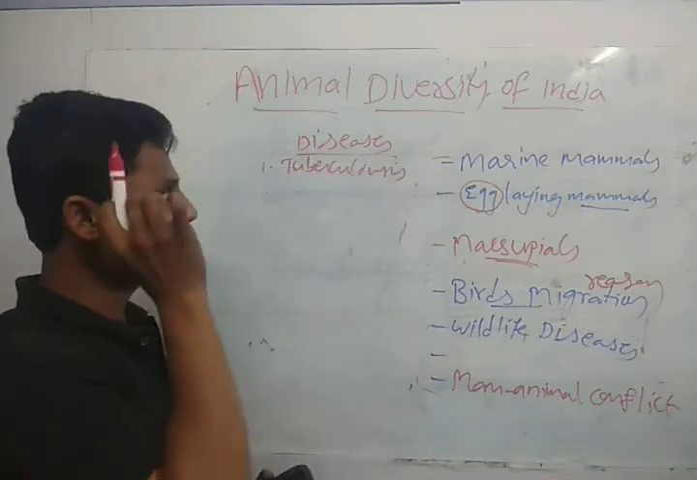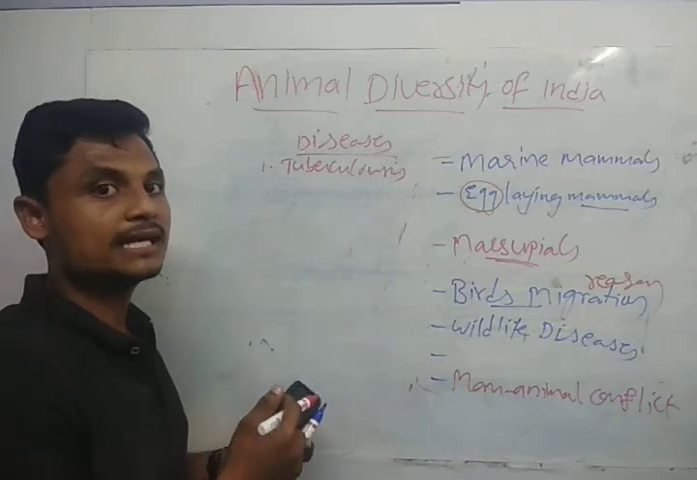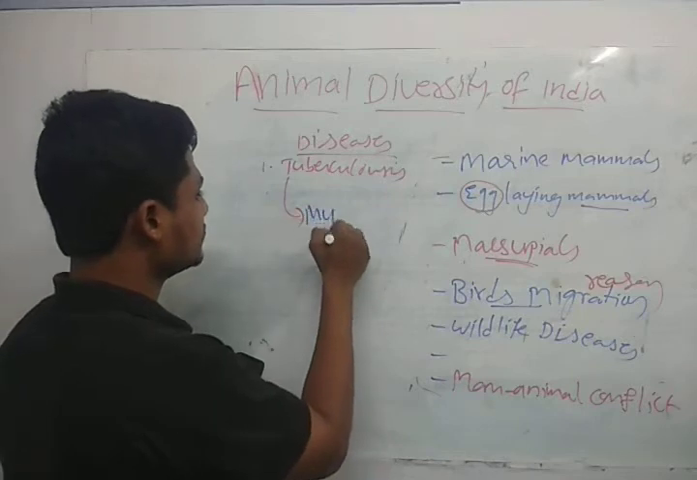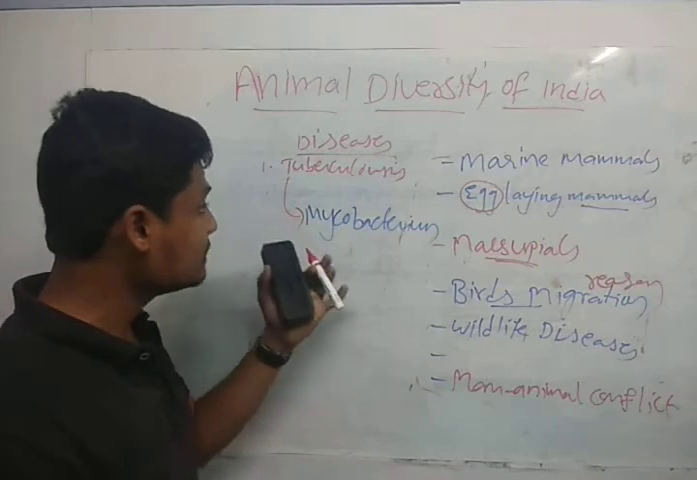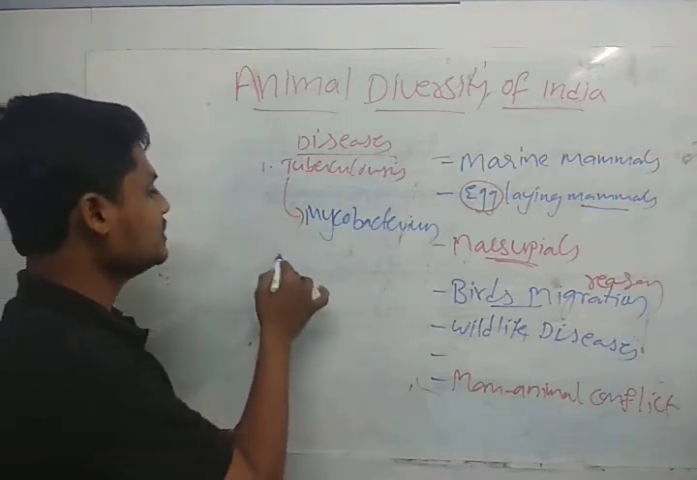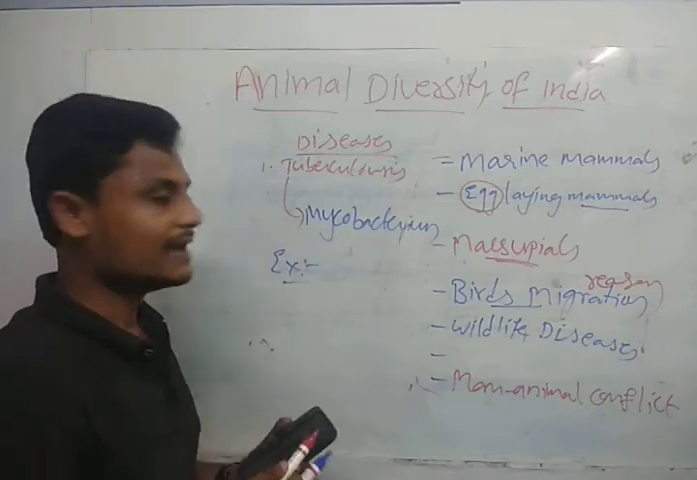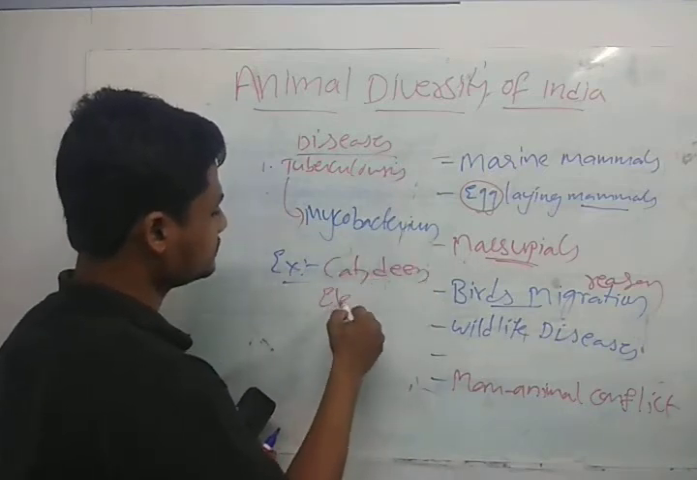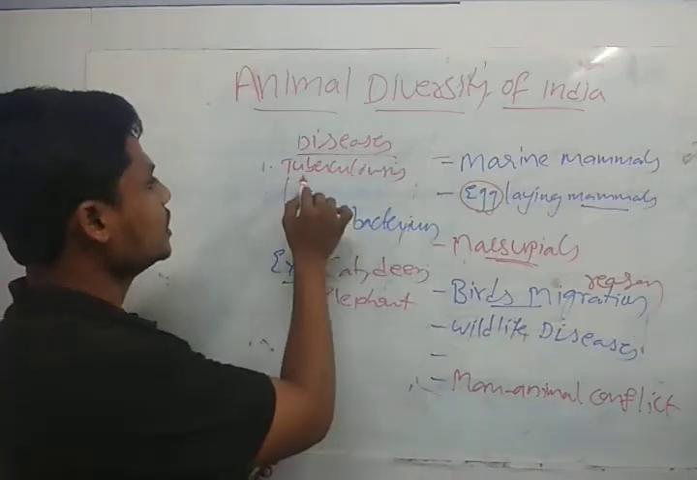Tuberculosis is caused by Mycobacterium. It is the virus. Okay, sorry, it is the bacteria. So it is Mycobacterium that is going to affect. If you see what animals are suspected to be susceptible to tuberculosis, we have cat, deer, elephant. These are the ones affected, guys.